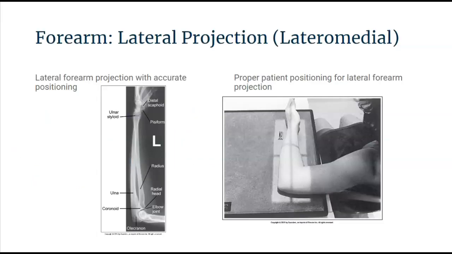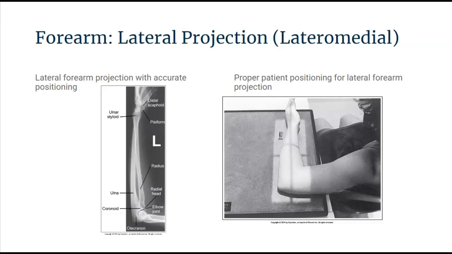Image analysis guidelines for the lateral forearm projection state that the anterior aspect of the distal scaphoid and pisiform should be aligned for a true lateral projection. The distal radius and ulna are superimposed. The radial tuberosity is not demonstrated in profile. The ulnar styloid should be demonstrated in profile posteriorly. The anterior aspect of the radial head and coronoid processes are aligned.